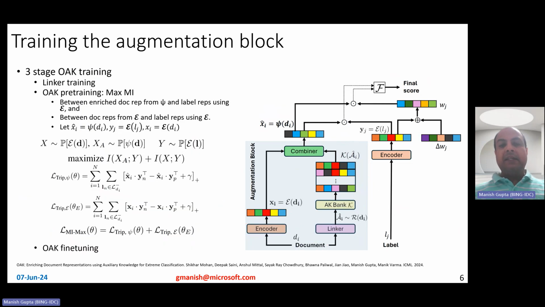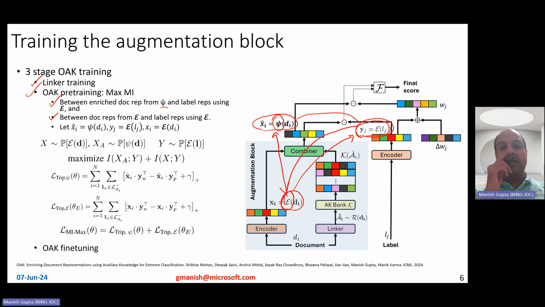Now, as I was talking about the three-stage training, linker training is a standard training using any extreme classification model. The OAK pre-training part focuses on maximizing mutual information in two ways: between this enriched representation phi and the label representation here. The second thing it also does is maximize the mutual information between the encoder representation and this label representation. Remember, encoder regularization needs to be done. Even if you add a whole bunch of this auxiliary information, phi and the encoder representation should not differ by too much. Therefore, you want to maximize mutual information between both, phi and the encoded representation, from the label side and the document side.